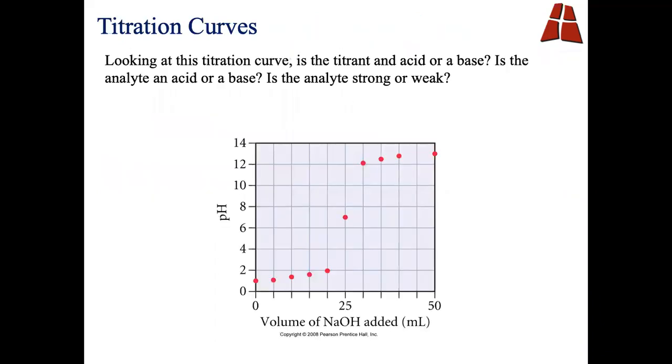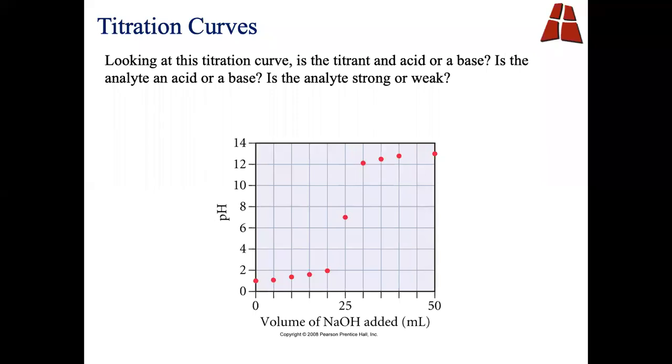So this is what a titration curve might look like if we collected data for the volume of NaOH we added and plotted it against pH. Looking at this titration curve, are we starting with an acid or a base? And then are we titrating an acid or a base?